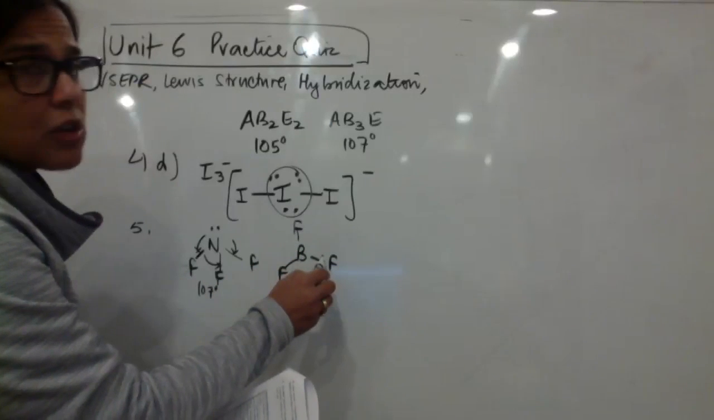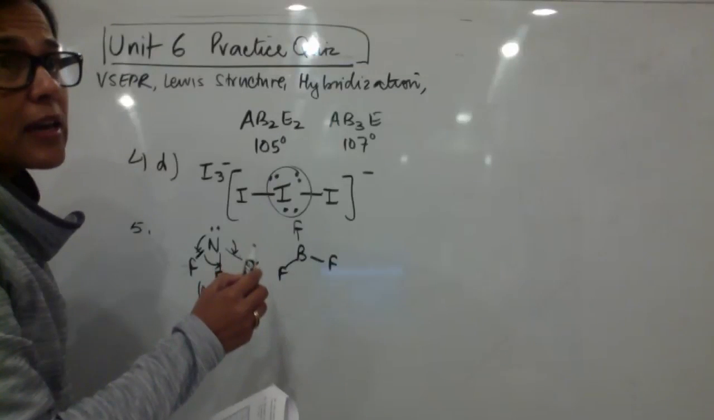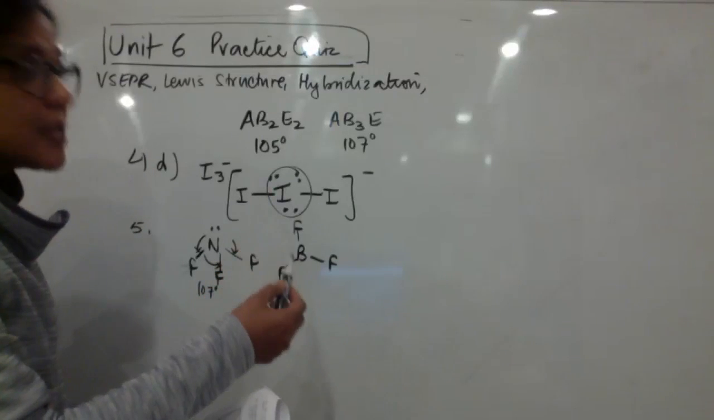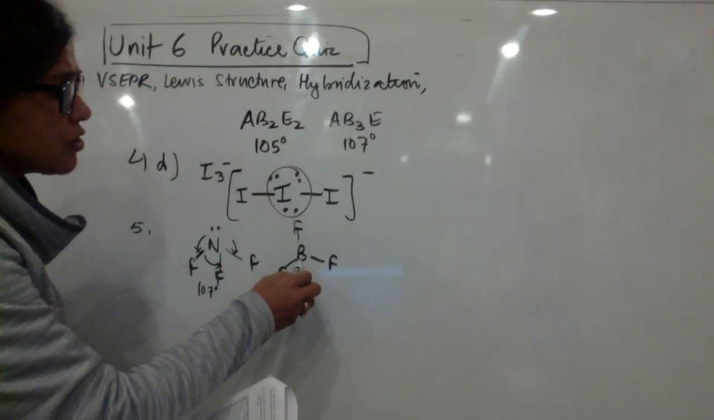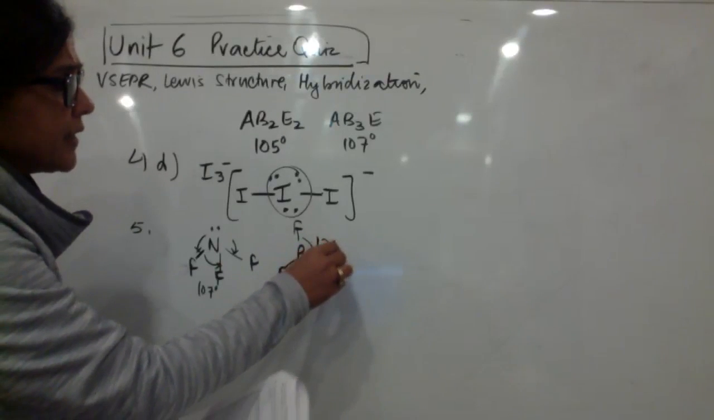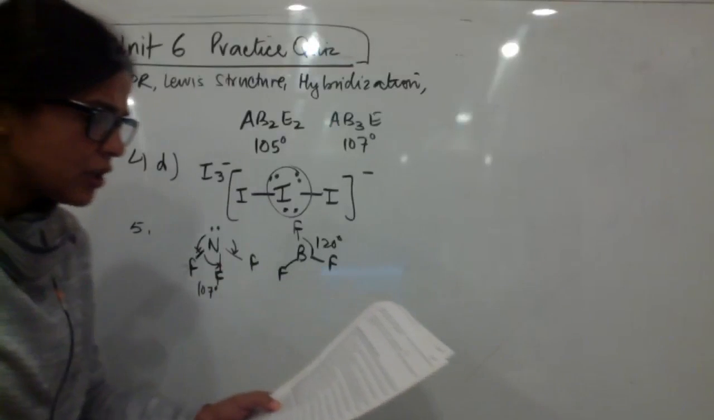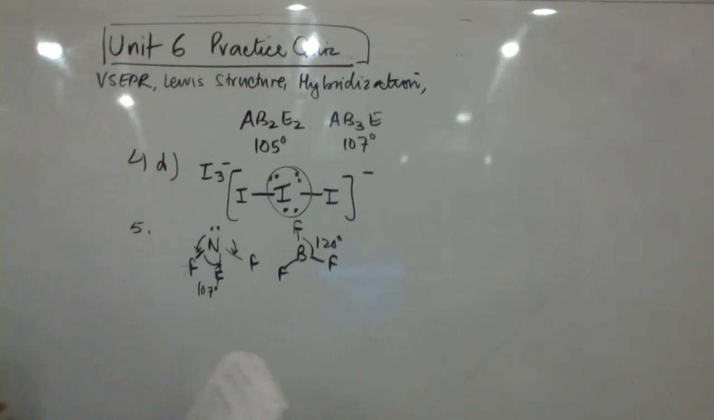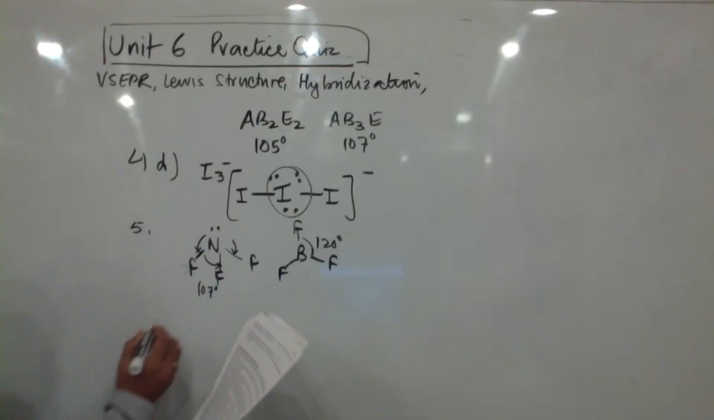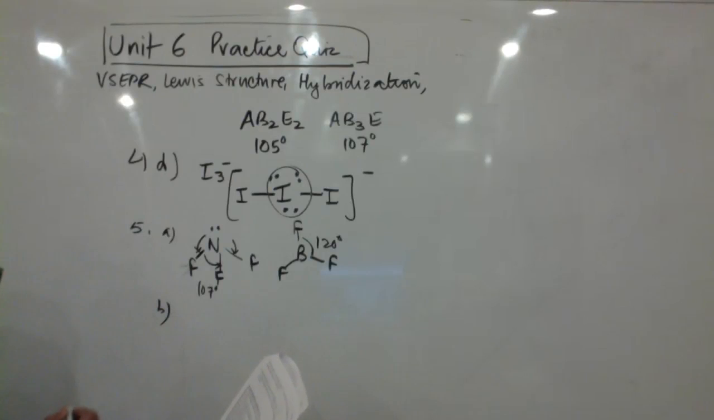But in BF3, there are no lone pairs on the central atom because boron is okay with 6 electrons in its outermost energy level, and that is why the bond angle here is 120 degrees, and that is why the NF3 bond angle is smaller than BF3. That was 5A. 5B says I2 is insoluble in water but soluble in carbon tetrachloride.